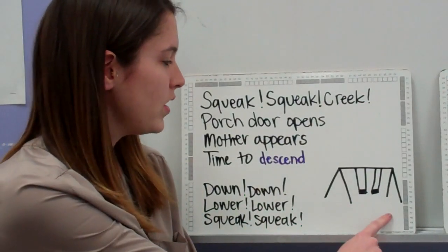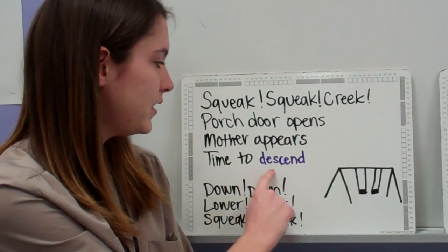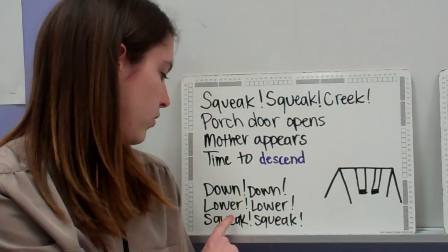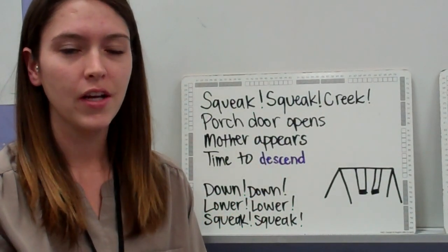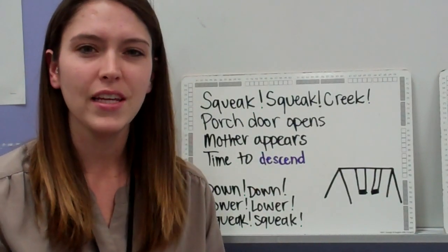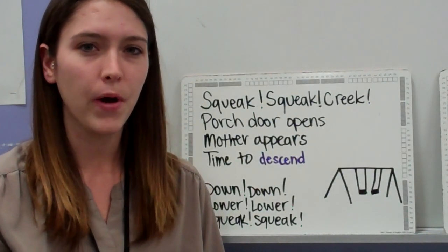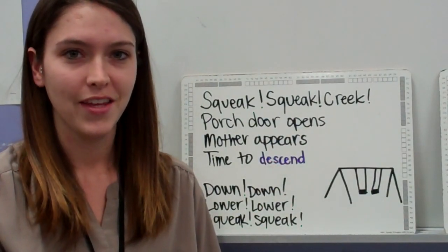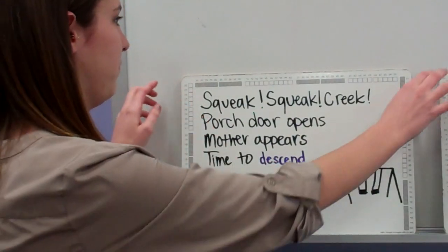We're talking about a swing set. It's time to descend when Mother appears. And then they go down, down, lower, and lower. So using this strategy, we're finding clues like evidence in our poem to figure out the meaning of words that we're not very familiar with. Let's try another.